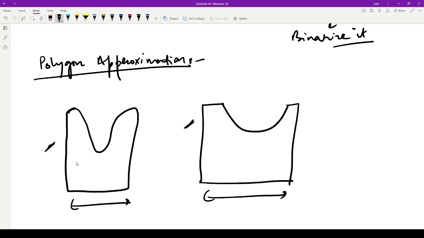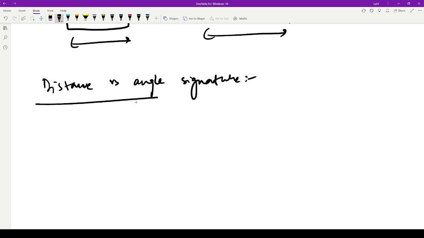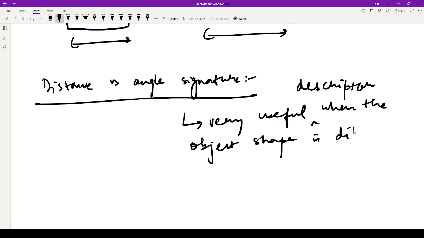And then there were distance versus angle signatures. So if you have an object, distance versus angle signature, if you have objects with varying shape, it is very useful. Very useful when the object shapes are different. Very useful what? What is it? Descriptor. Shape is different.